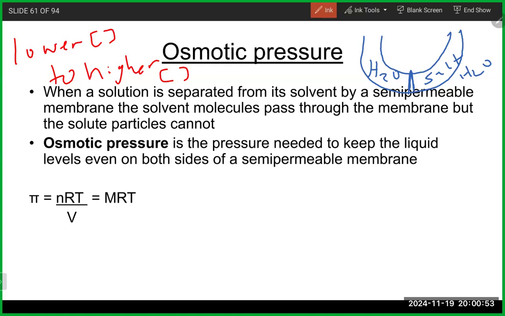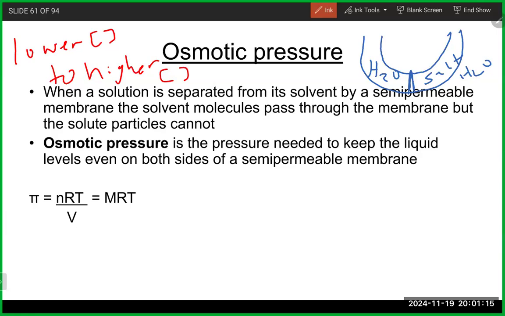In the case of this example here, water by itself is a low concentration. It has nothing dissolved in it. By the way, pure water has no osmotic pressure because it has nothing dissolved in it, basically. Salt water is water with sodium chloride, for example, dissolved in it. So it has a lot of particles dissolved in it. It has a higher concentration.